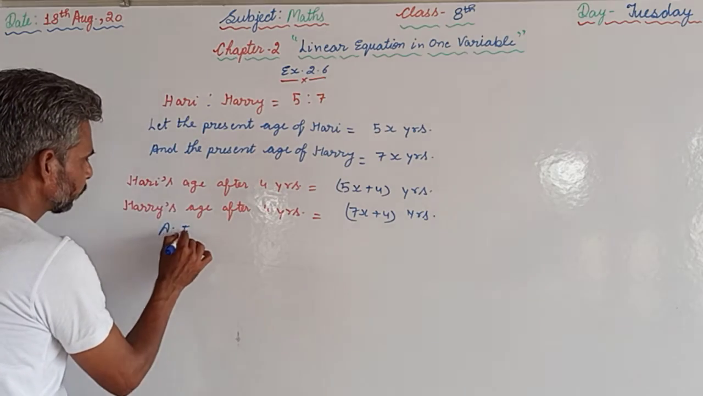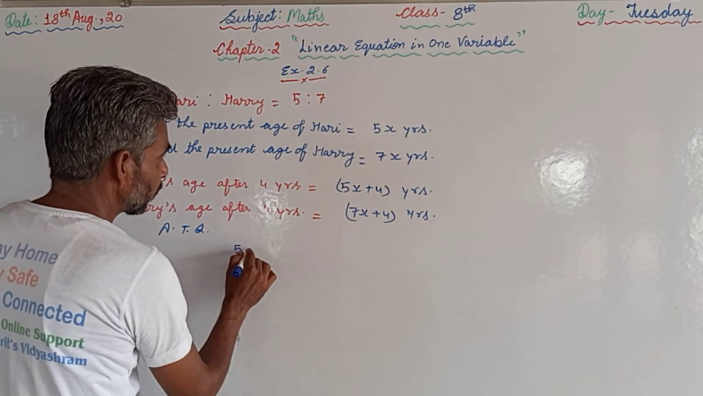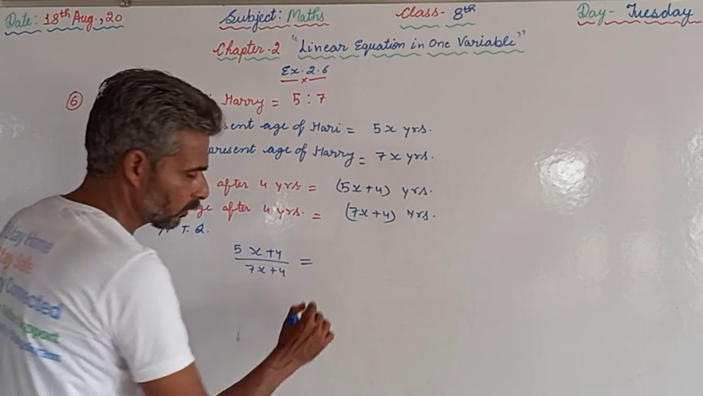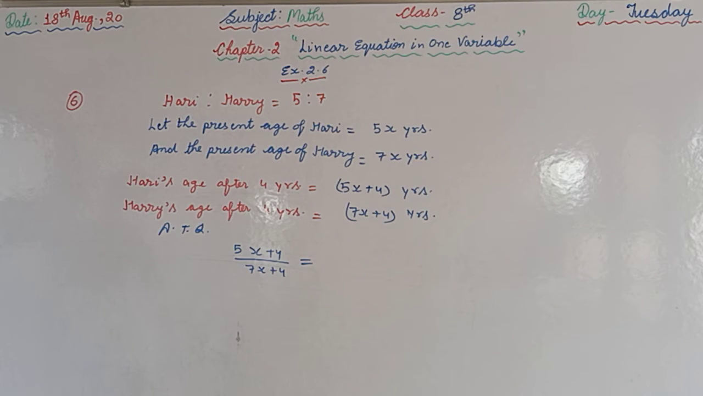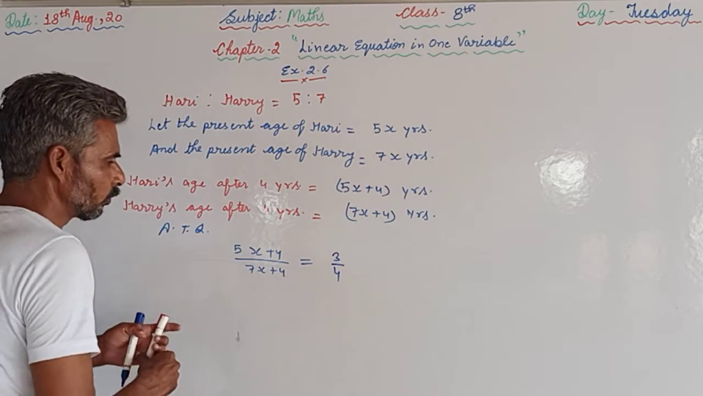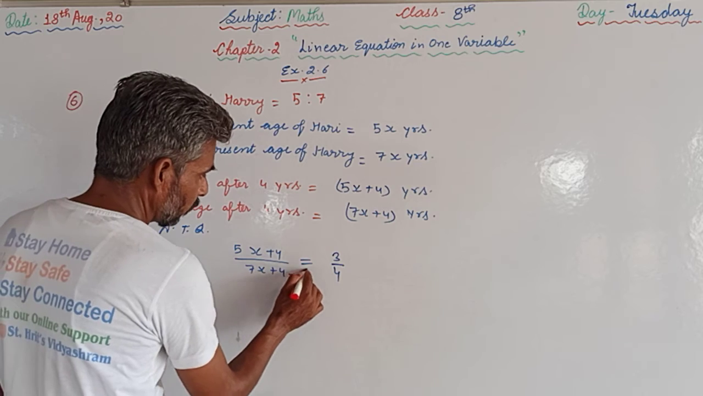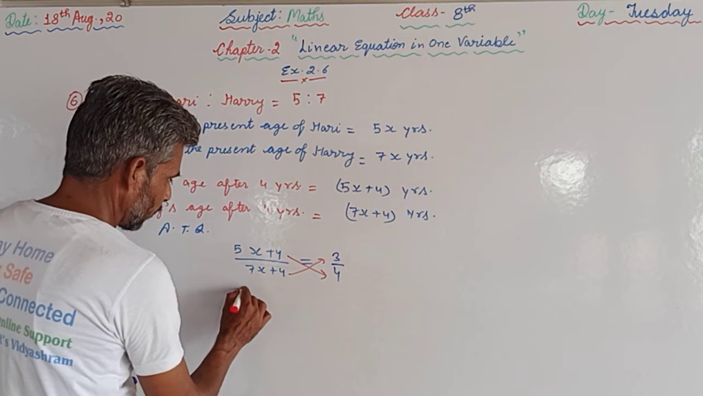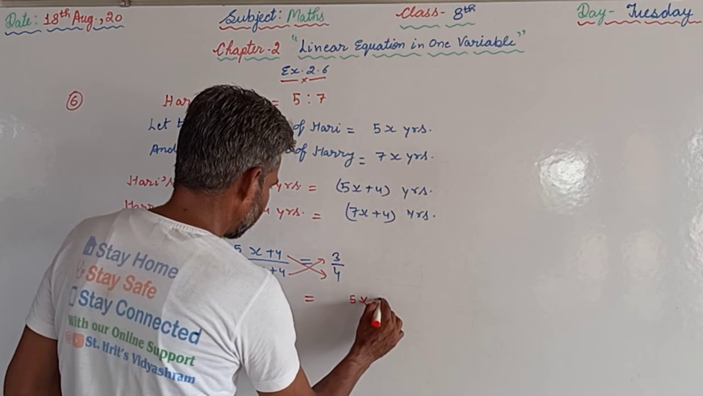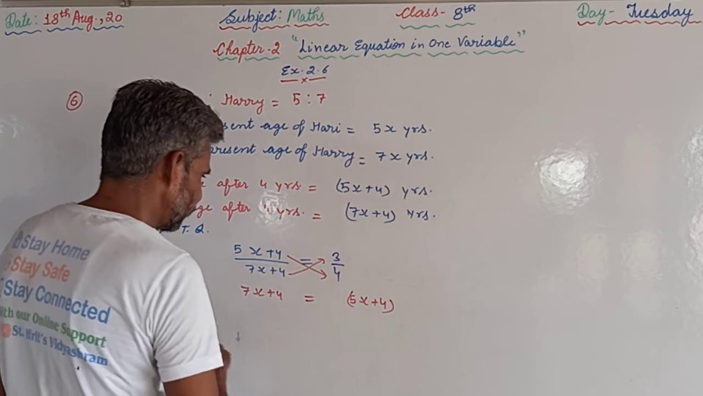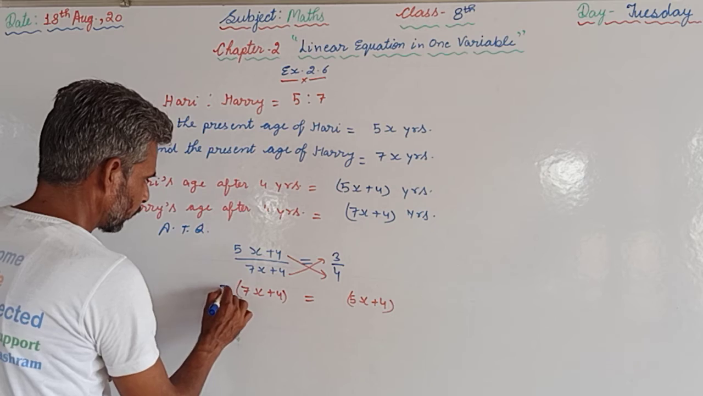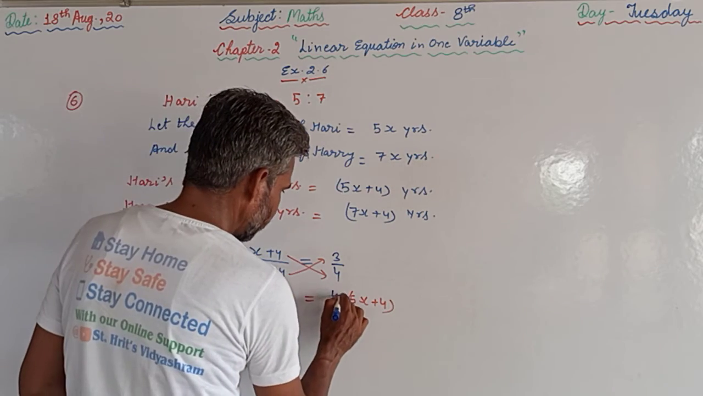Now according to the question, the ratio of their ages is 5x plus 4 upon 7x plus 4, that is equal to the ratio 3:4, means 3 upon 4. Now we have to solve this. How to solve? By cross multiplying. So we will write 7x plus 4 this side and 5x plus 4 this side and we will multiply. 7x plus 4 will be multiplied by 3 and 5x plus 4 will be multiplied by 4.